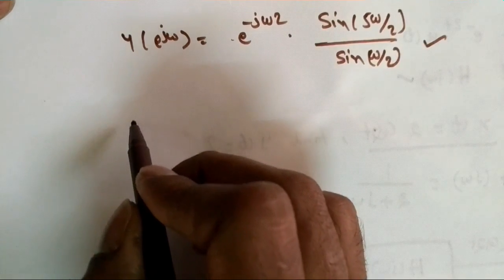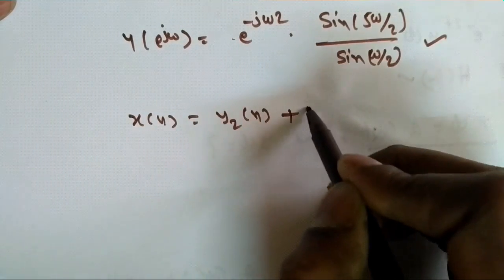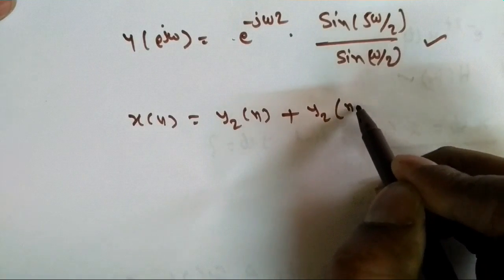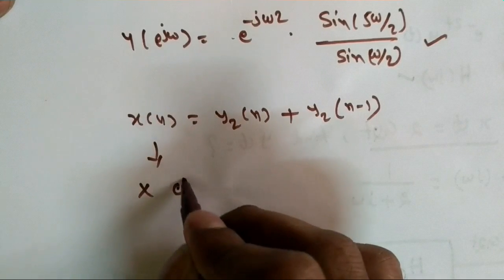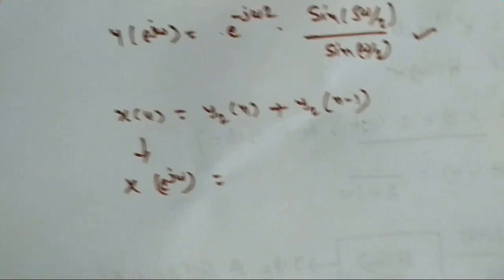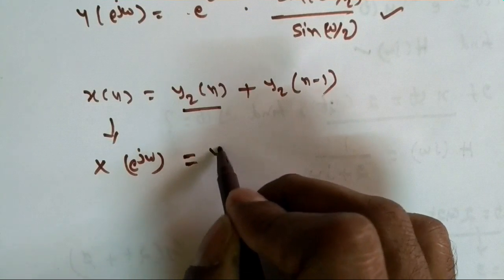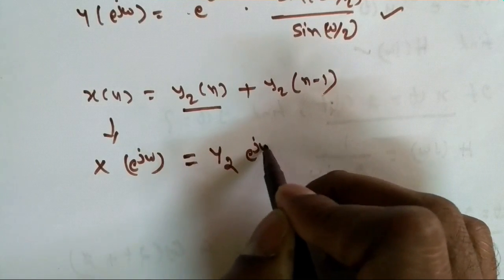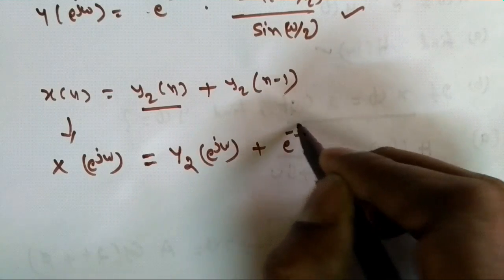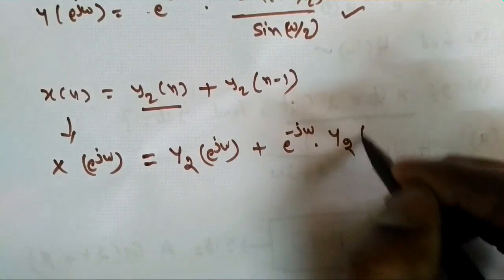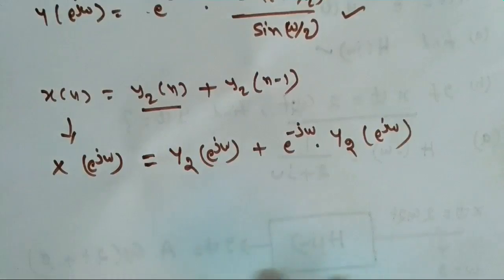Now what we require is x of n, which is y2 of n plus y2 of n minus 1. If I find the Fourier transform, this will become x of e power j omega. y2 of n is a time expansion, so I will write y2 of e power j omega only. The other term is a shifting, right? So we'll get e power minus j omega into y2 of e power j omega. First we have to find y2 of e power j omega, then it's very easy.